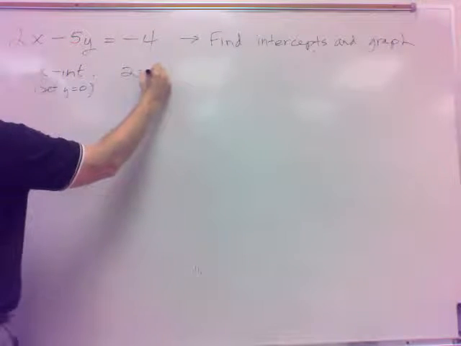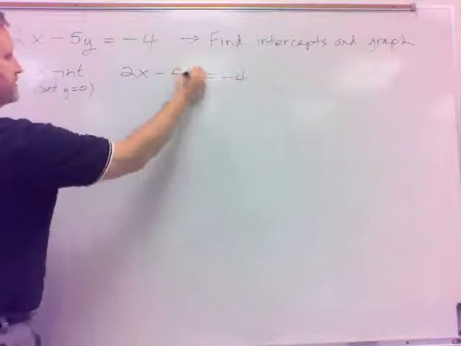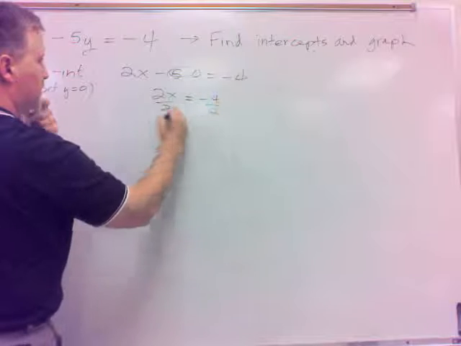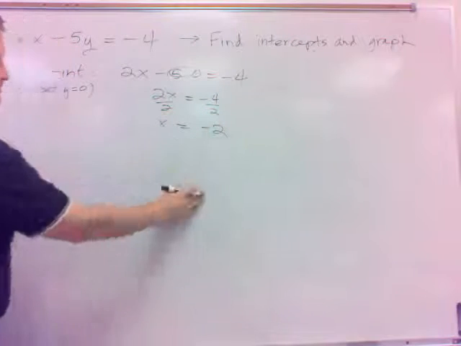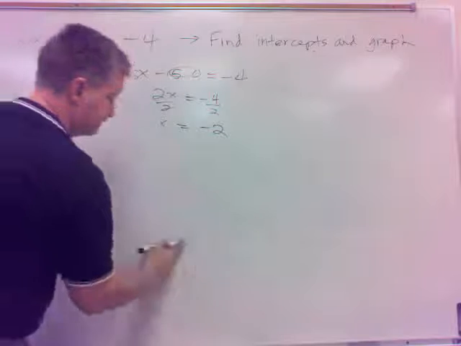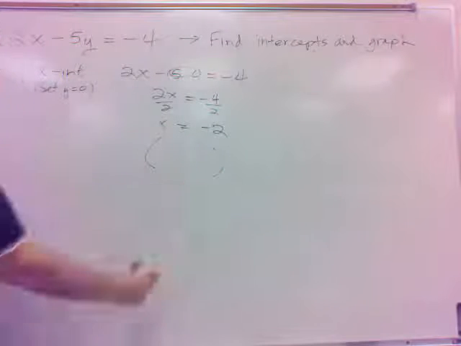So that gets me 2x minus 5 times 0 equals negative 4. That zeroes out, so 2x equals negative 4. Divide by 2, you get x is negative 2. So that is the x-intercept.